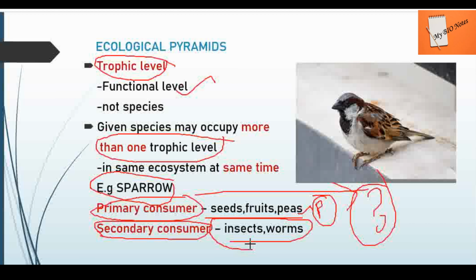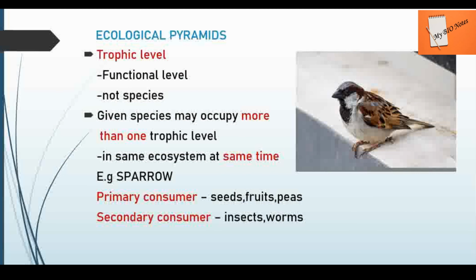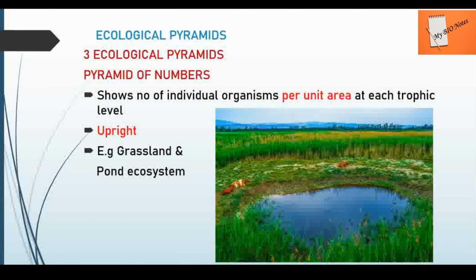Insects and worms consume, so it gets included in the secondary consumer category as well. In the same ecosystem, a given species may occupy more than one trophic level. In the same ecosystem you will find the sparrow in the primary consumer level and also in the secondary consumer level. In a food chain you can find the sparrow at two levels at the same time. So that's what they are saying. Then moving on to our next slide.